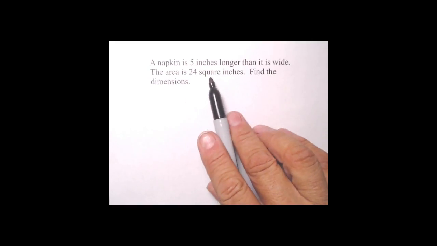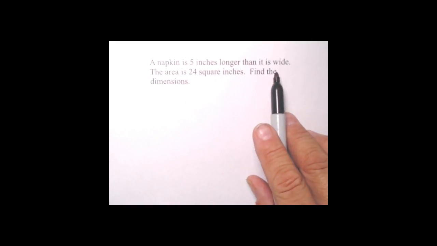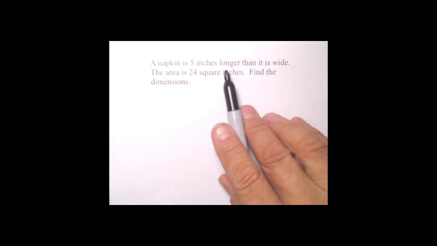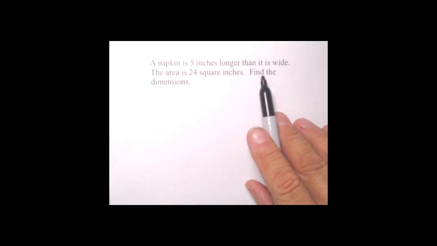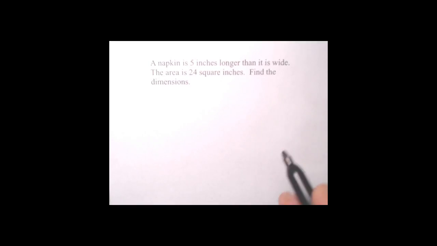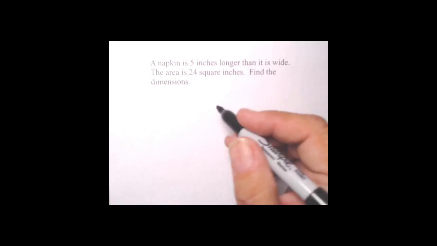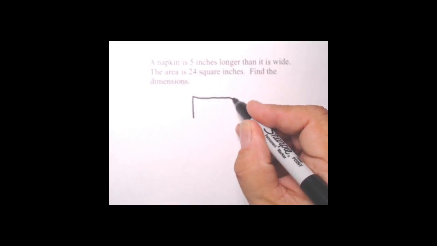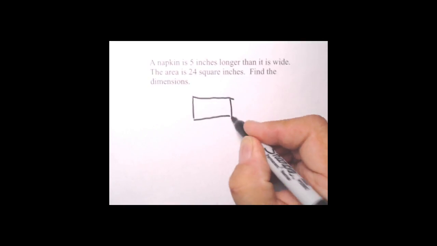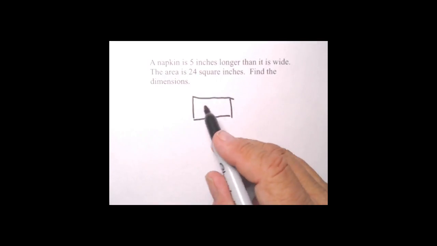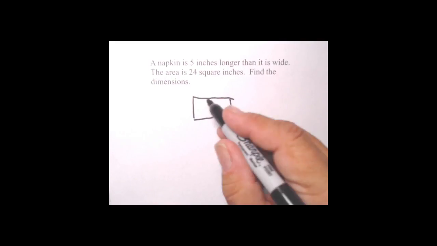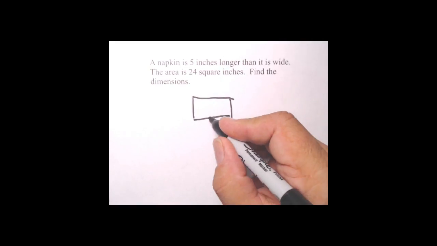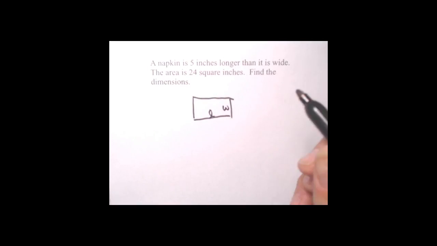A napkin is 5 inches longer than it is wide. The area is 24 square inches. Well, talking about longer, that's length and wide. So you've got a rectangle here again. Let's just sketch another one out. Here it goes. Okay, not very nice and square, but there's our rectangle. And remember again, length and width.